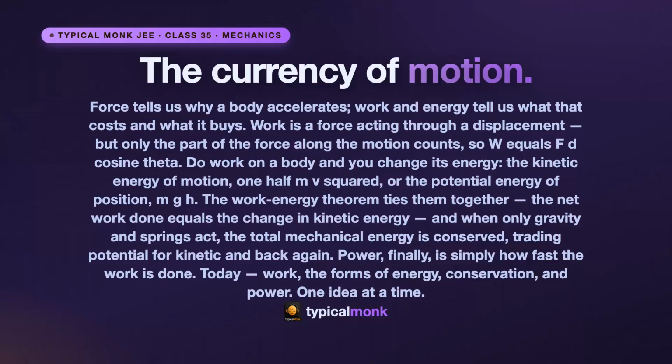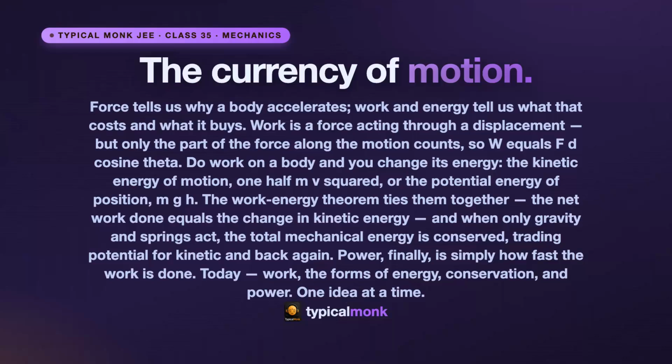Force tells us why a body accelerates. Work and energy tell us what that costs and what it buys. Work is a force acting through a displacement, but only the part of the force along the motion counts. So W equals Fd cosine theta. Do work on a body and you change its energy. The kinetic energy of motion, 1/2 mv squared, or the potential energy of position, mgh.